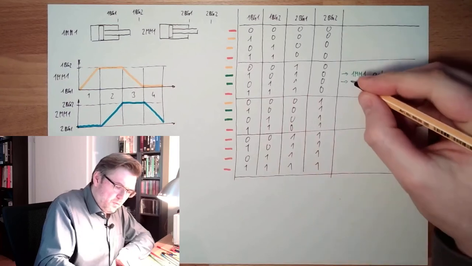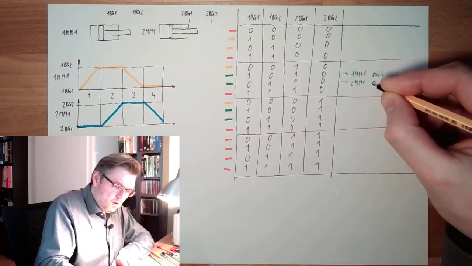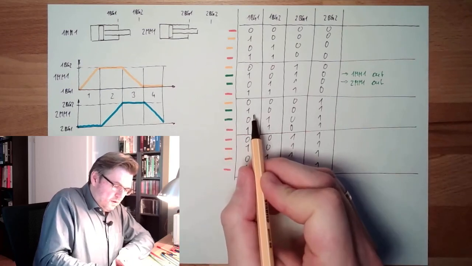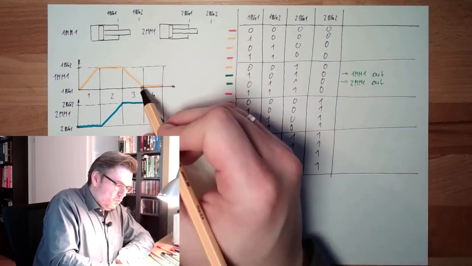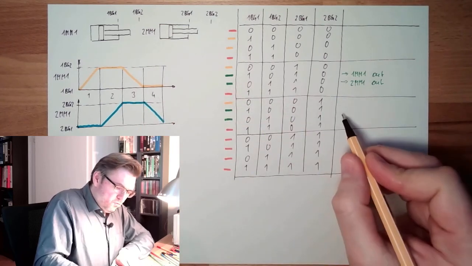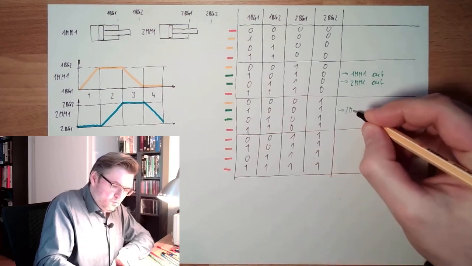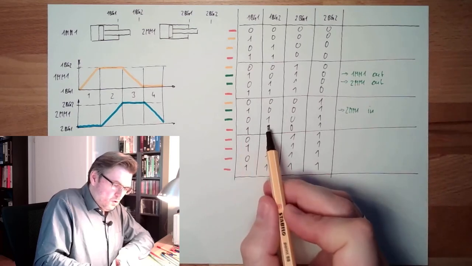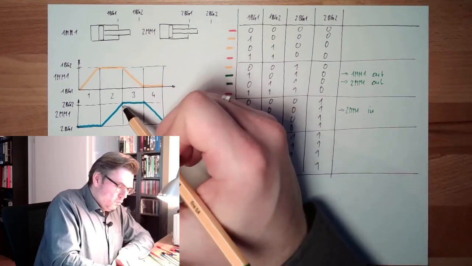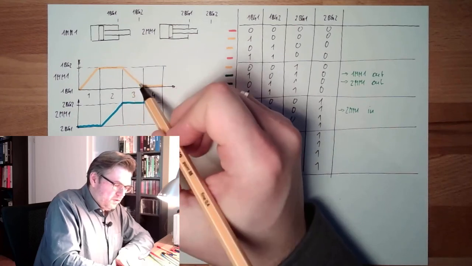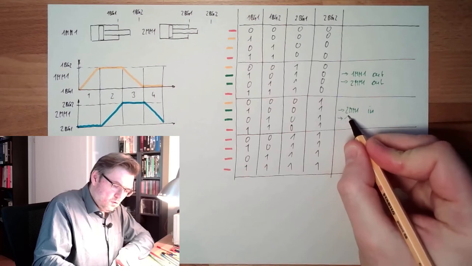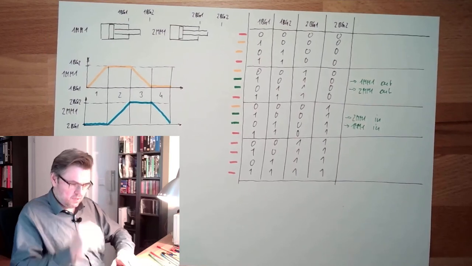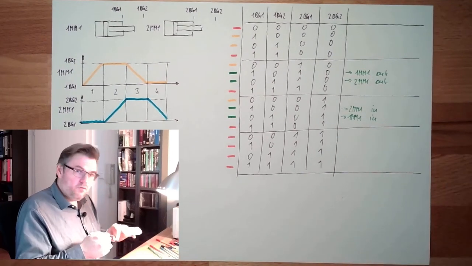Here, 2 mm1 out. What we have here, 1 is in, 2 is out, 1 is in, 2 is out. Okay, 2 mm1 in, and here 1 is out, 2 is out, 1 is out, and 2 is out. We shall retract 1. 1 mm1 in. Okay, so these are the commands and this is the table of truth.